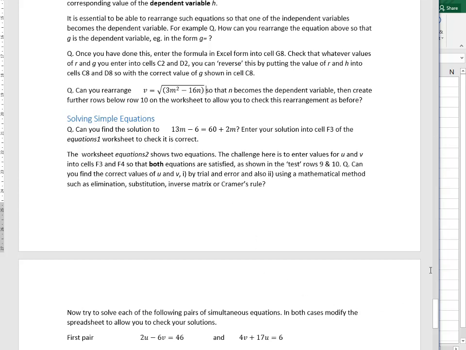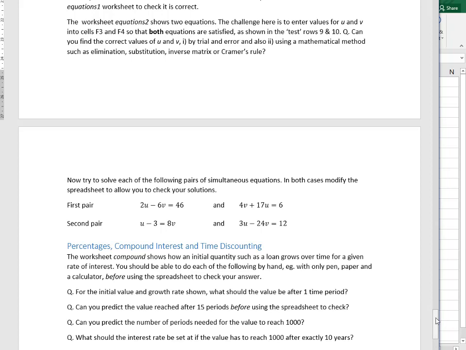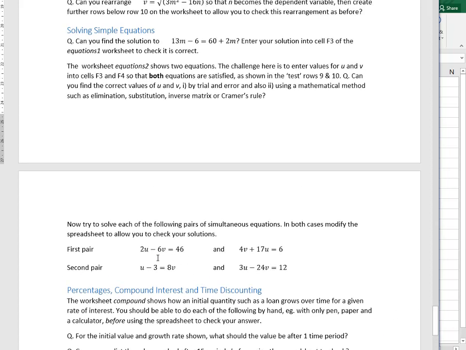Back to here. Okay, so that's using the matrix one. Then let's set it up for these two here, to modify the spreadsheet, so let's check these solutions. So first of all, let's try this one.